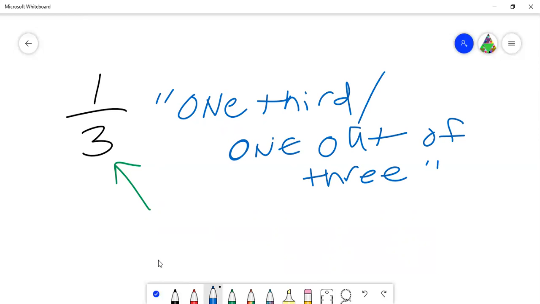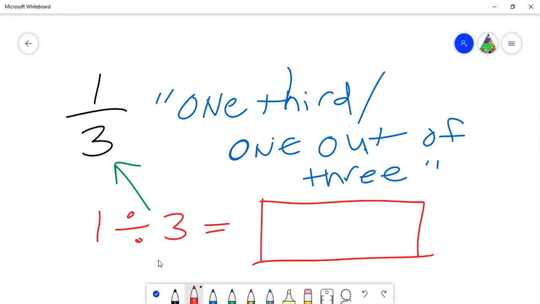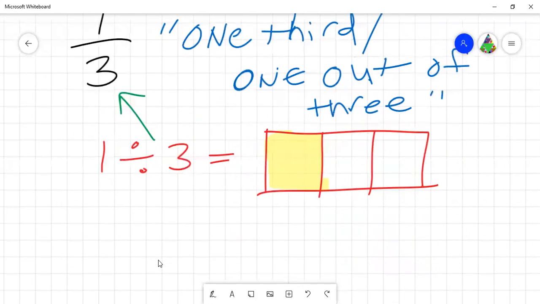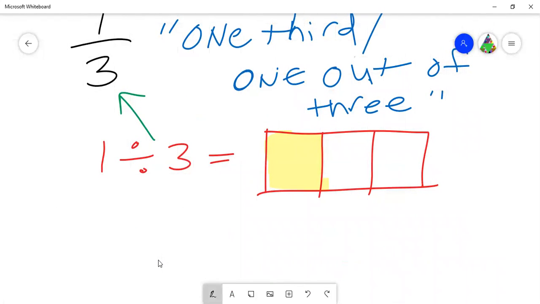Okay, these are like the 2 names we could use. Let me fix that. Okay, so 1/3 or 1 out of 3, which again we can also say as 1 divided by 3, which means we take 1 model, we divide it into 3 equal parts. We shade in one of them, which can then also be shown as 1/3 on a number line.